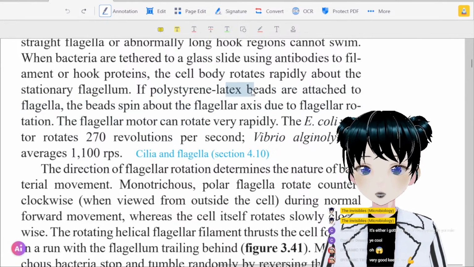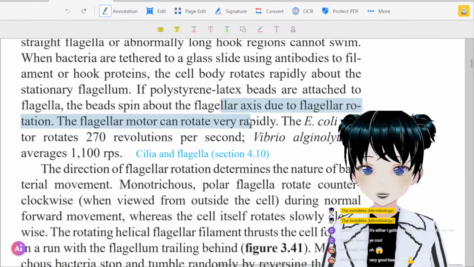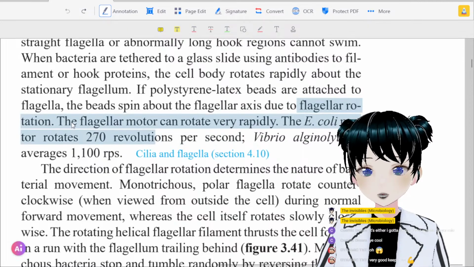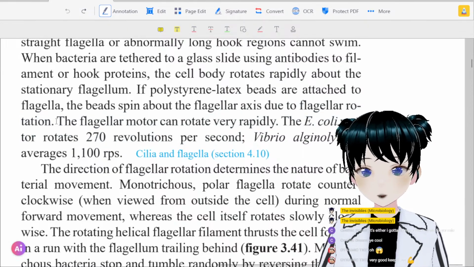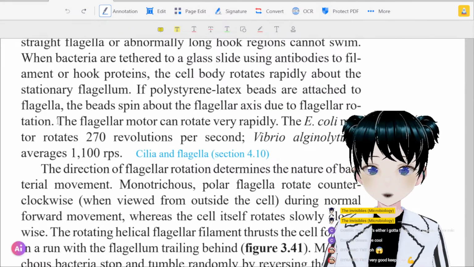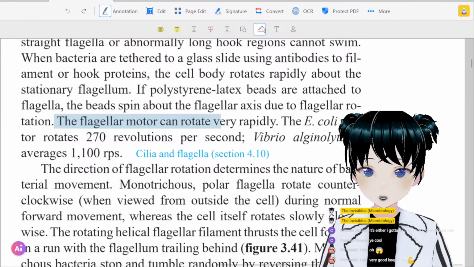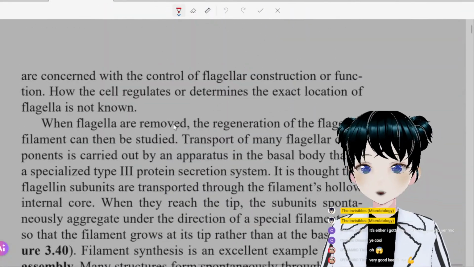Now, if you attach beads to the flagella, the beads spin about the flagellar axis due to the flagellar rotation. It spins because the flagella now has something that we can see, and we clearly see how it moves. Wait, let me show it through a diagram of what we are studying now.